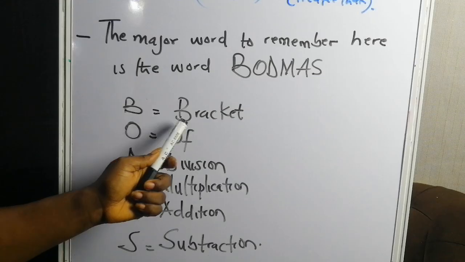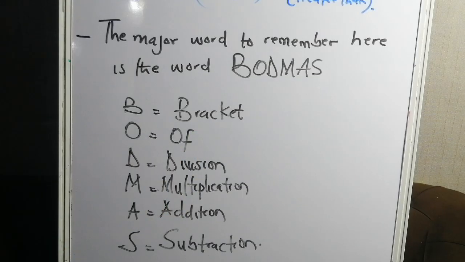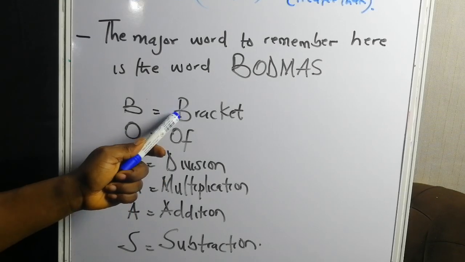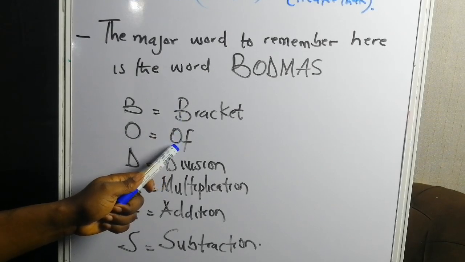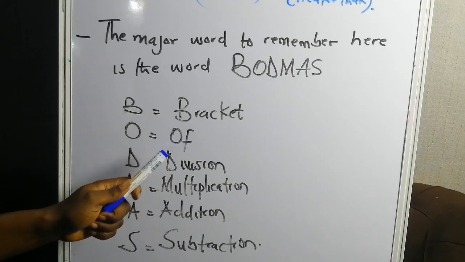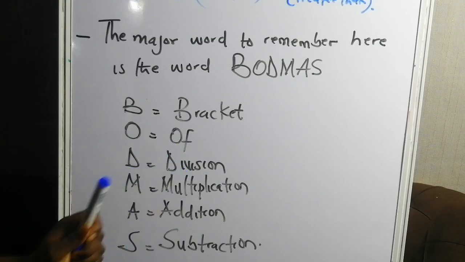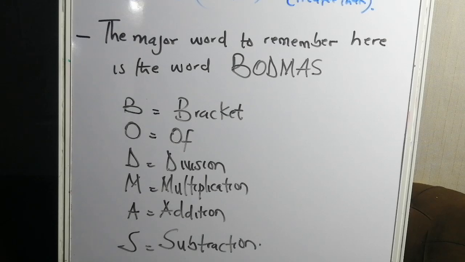Take the brackets off first. If inside the bracket you have division or multiplication, you need to remove the bracket first. Then you have O, which is Of. Anywhere you see of, take it off. After you take care of the bracket, you take care of the of in the question. Then the next one you need to take care of is what? Division. You must follow the order.